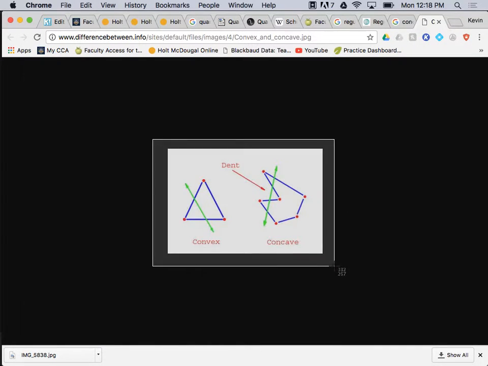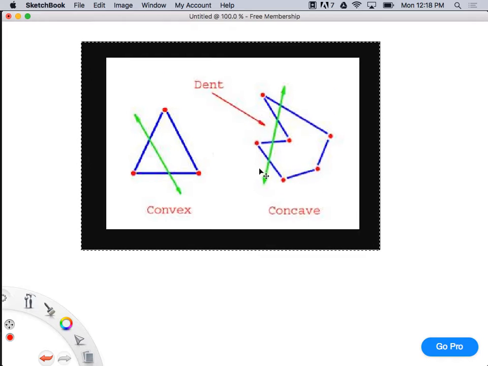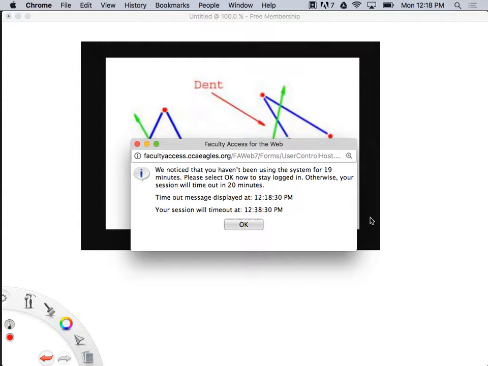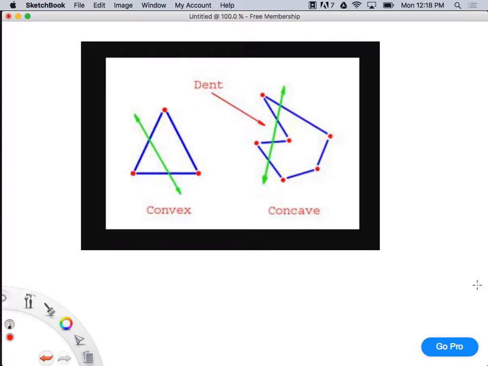So, a convex and a concave polygon. Check out this picture right here. A convex polygon has all sides that kind of look regular. They kind of open outward. A concave polygon, it looks like one thing is caved in here. Does that make sense to you? So we have a convex polygon and a concave polygon. This is what a concave polygon looks like.